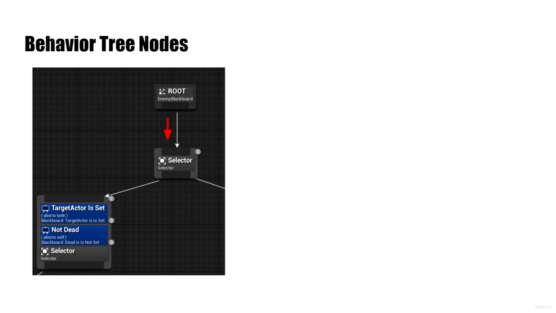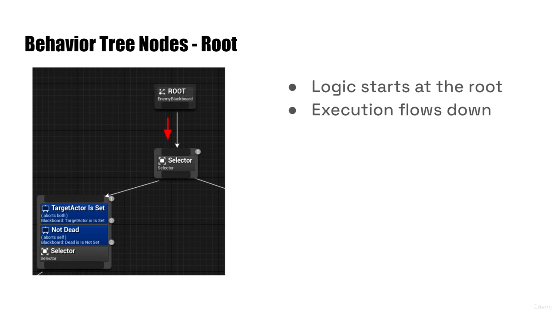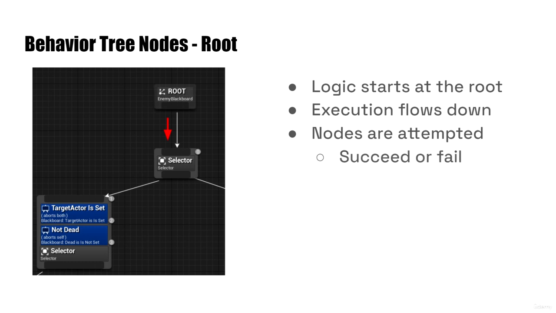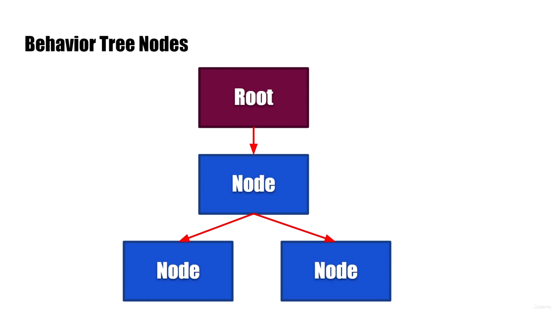Now, there are various types of nodes in a behavior tree. We're going to talk about a couple of them now. Now let's talk about the root node. The flow of logic starts at the root node and works its way down. Each node is attempted, and based on certain criteria, it will either succeed or fail. So the flow of execution will begin up here at the root, and it will attempt to run its child node, which is the node directly connected to it. This node will either succeed or fail.